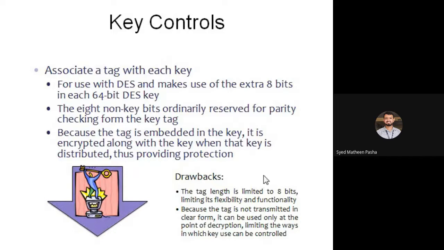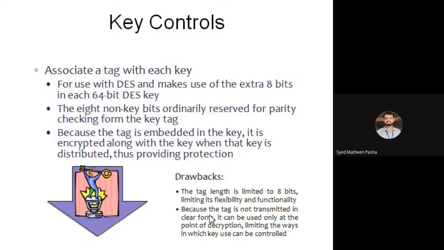Then, because the tag is not transmitted in clear form, it can be used only at the point of decryption, limiting the ways in which the key can be used as well as controlled. You can see directly we are not transmitting the tag. We are transmitting the key with the help of the tag. This is one of the disadvantages, because there is no clarity provided about the tags. So I can use such kinds of keys only at the point of decryption.